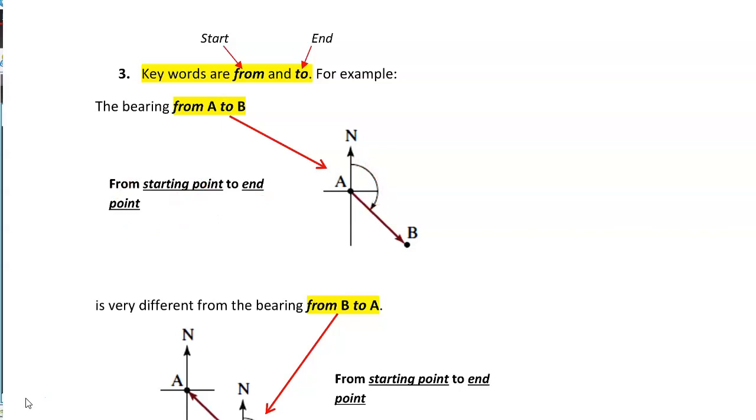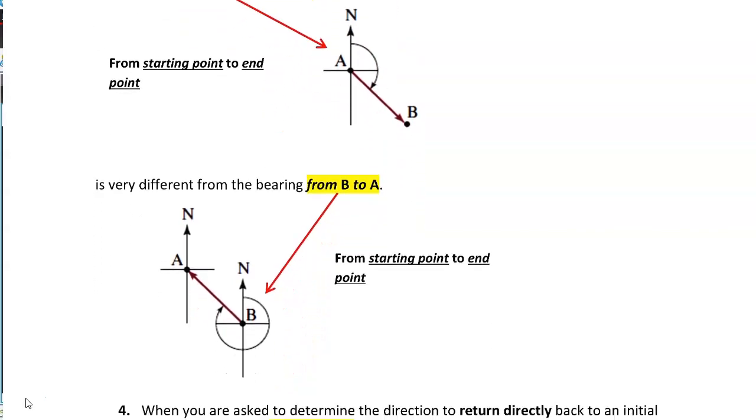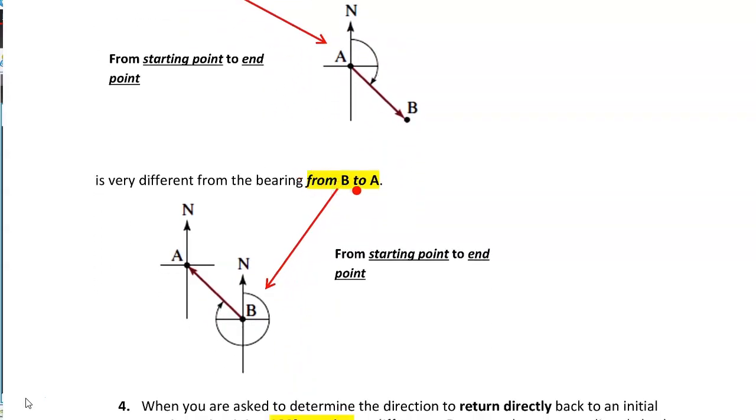And as you can imagine, that is very different from the bearing from B to A. Here, I'm starting at point B and then going to A. So that's a very different type of thing. Here, that's somewhere between 90 and 180 degrees. Here, that's more than 270 degrees. That's very different. So you've got to pay attention to the from and the to. So from gives you your starting point, from. To gives you your ending point, to.